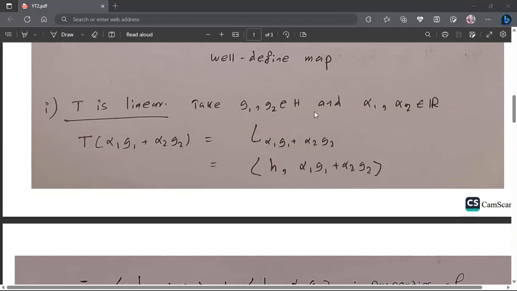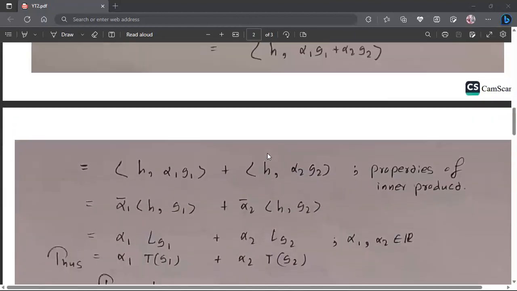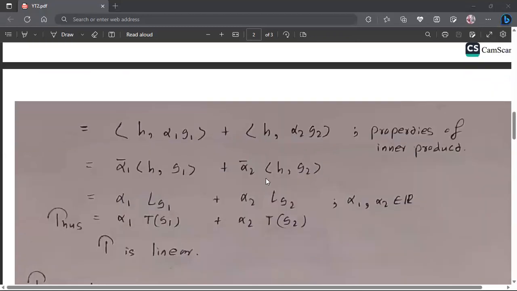So we pick these two scalars and these two vectors. Then we evaluate T of alpha 1 g1 plus alpha 2 g2. So we get this one. By the definition, we get the inner product of this one. By the properties of the inner product, we can separate these two terms, which gives us the inner product of h with alpha 1 g1 plus the inner product of h with alpha 2 g2.